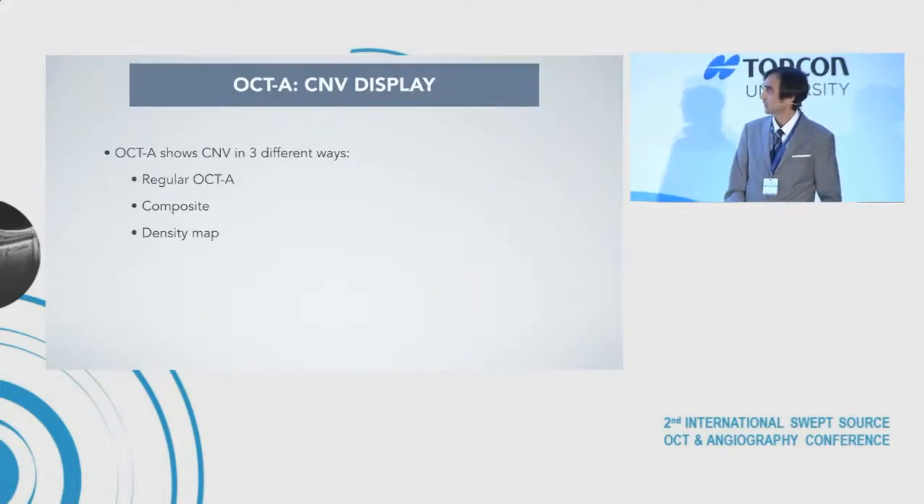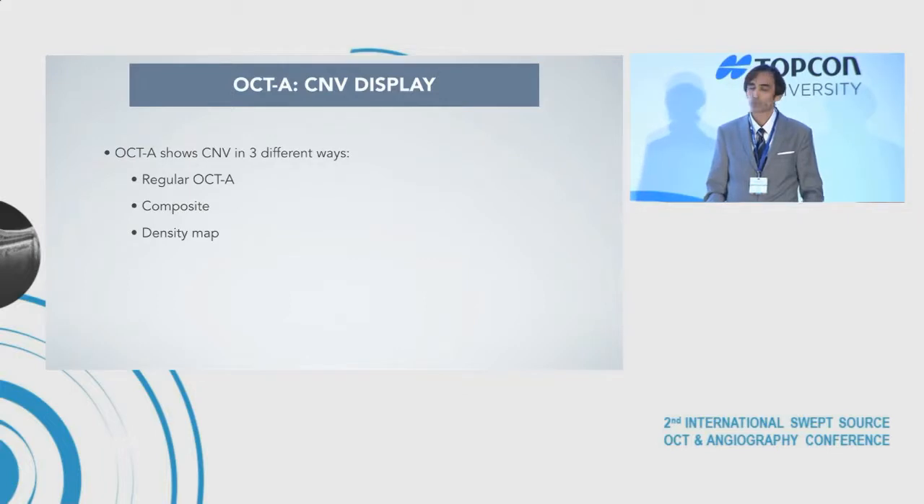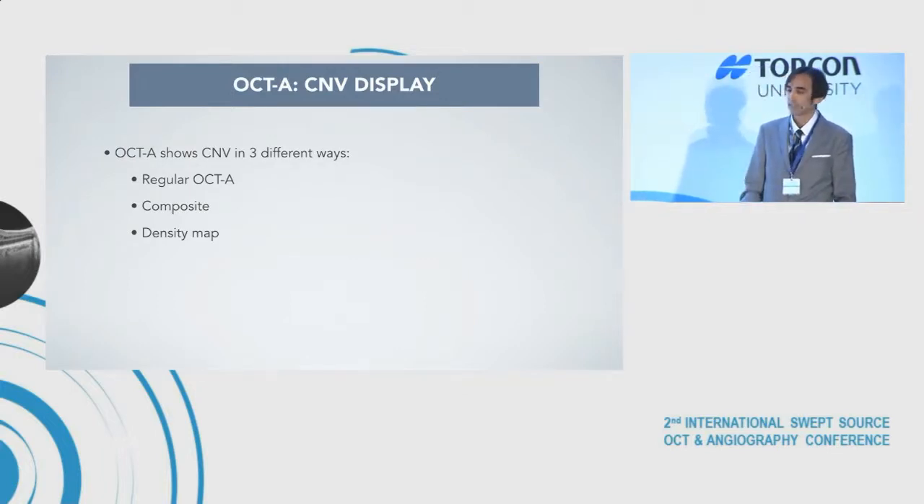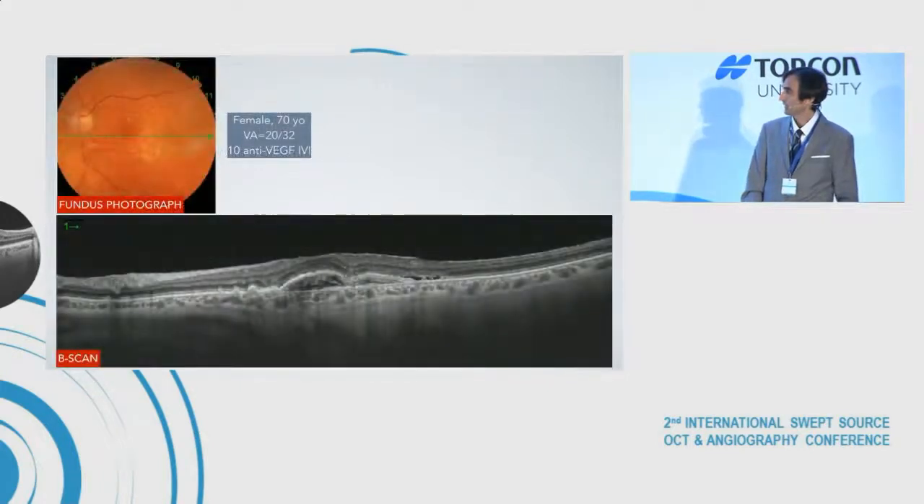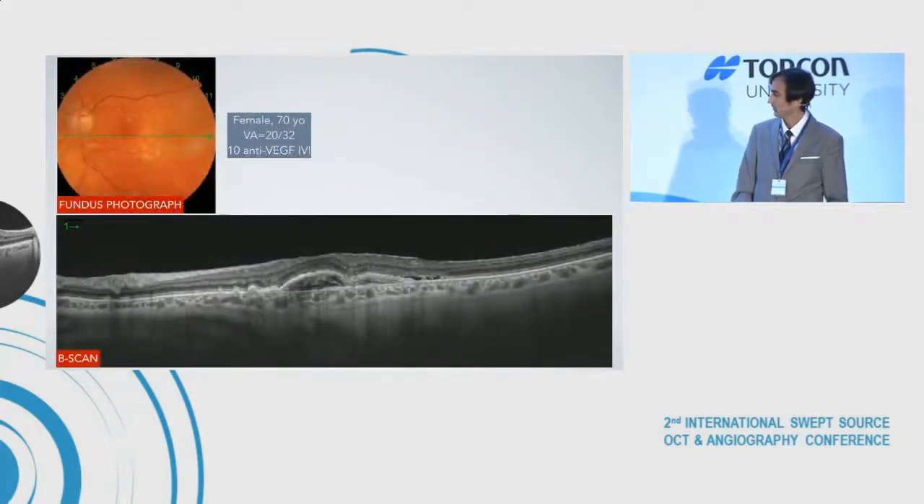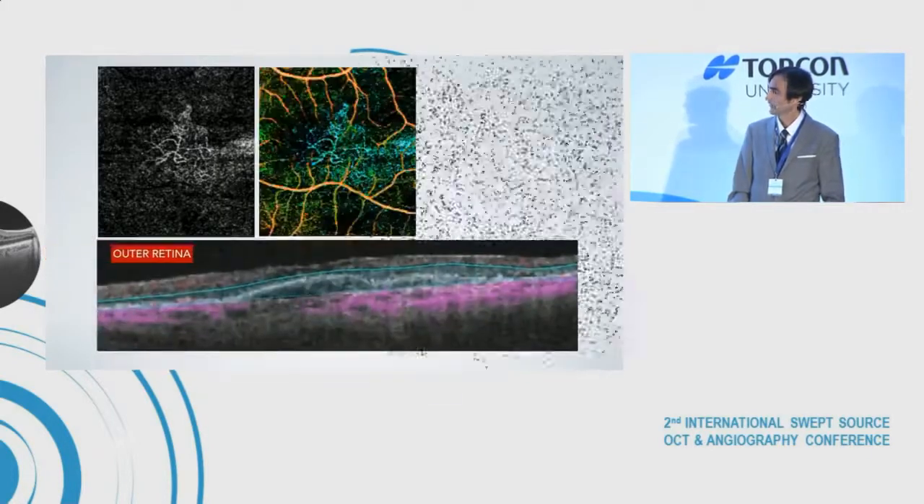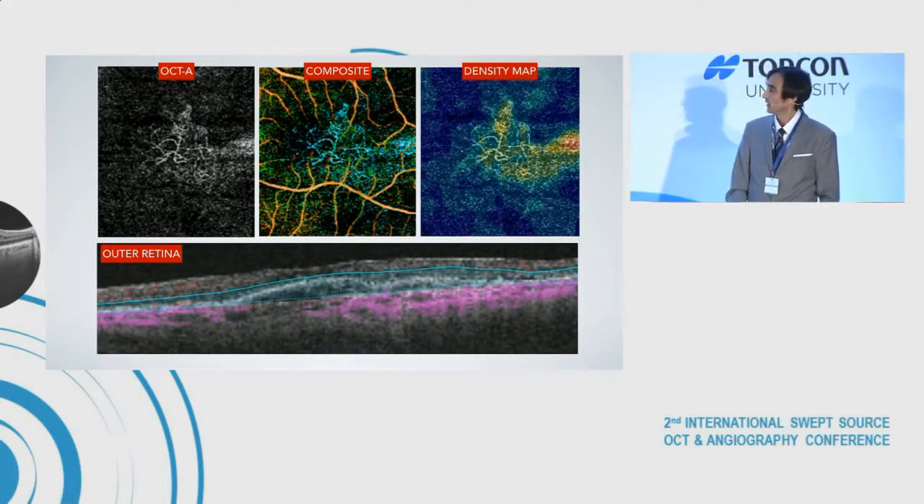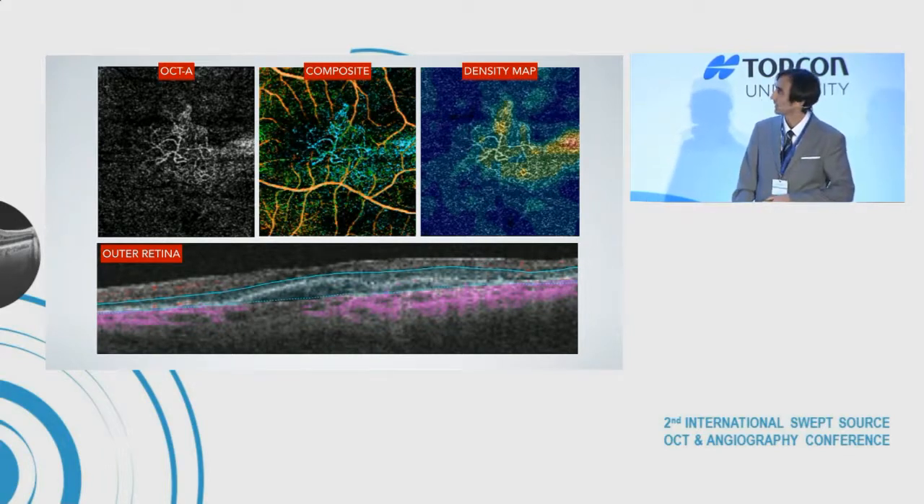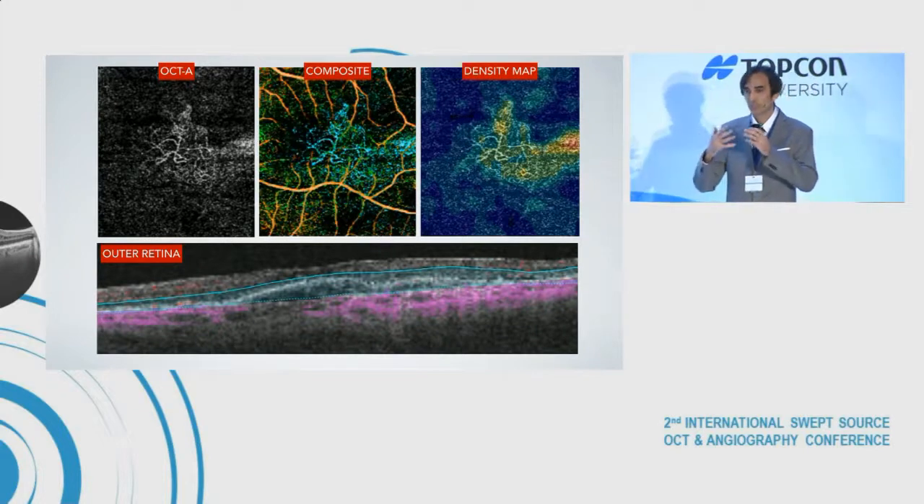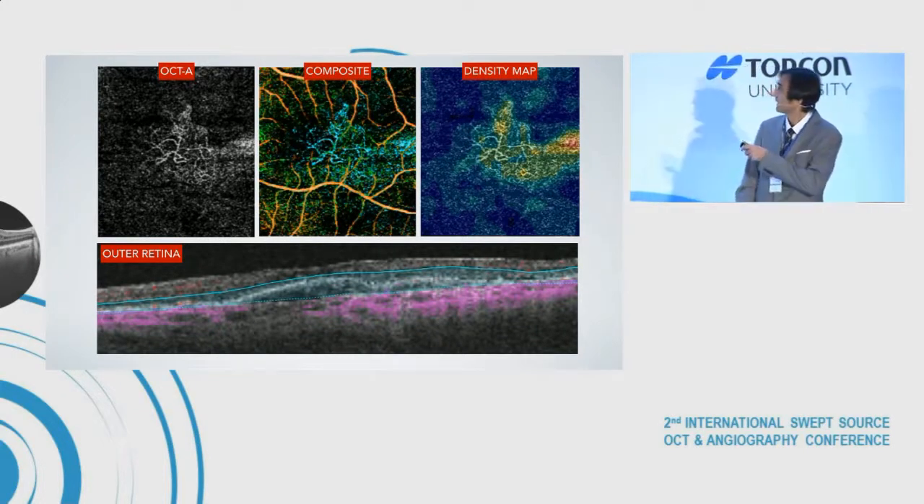OCT angiography shows basically three different ways to show the CNV: the regular OCTA, the composite image, and the density map. In this patient with this active wet AMD lesion, this is the B-scan, and then we can see these three different ways of seeing the CNV. With OCT angiography, it's very important to know where the slab is located, in what layer of the retina we are. The composite image is like a projection of the different layers of the retina, and in the density map, we can see the blood flow.